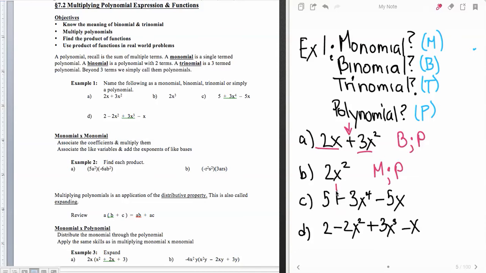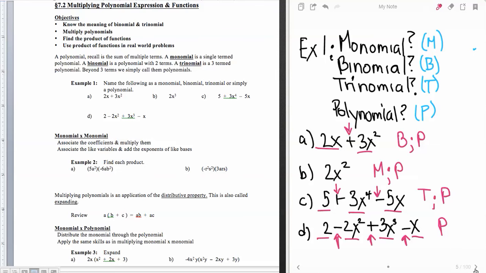Now the next one, I see an addition sign here and a subtraction sign here, which separates my 1, 2, 3 terms. So 3 terms, that's a trinomial. And again, any of them could be called polynomials. Now the next one, I have one subtraction, another addition, and another subtraction, separating my 1, 2, 3, 4 terms. A 4-term polynomial we have no special name for, and so we can only call this one a polynomial.